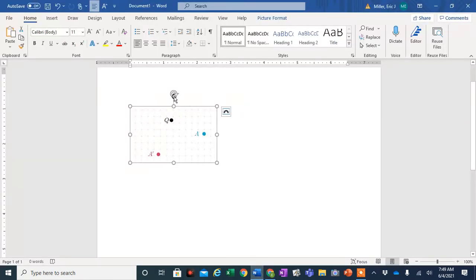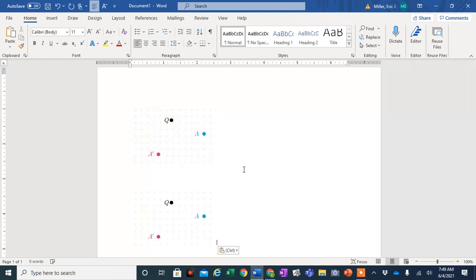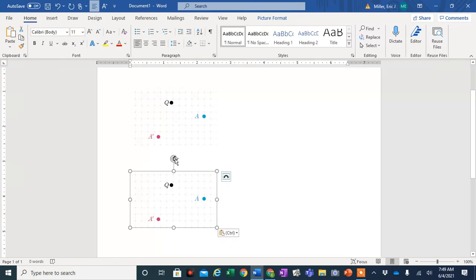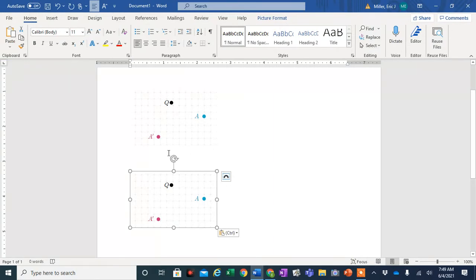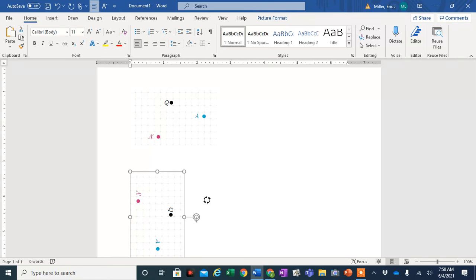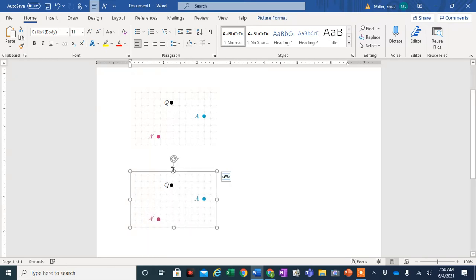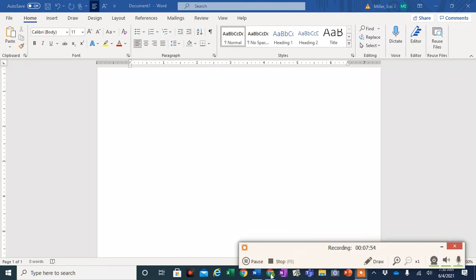So here's A. We want to, and actually I probably should have just done two of these. Would make more sense. So if we went, we said the answers were 90 clockwise. So 90 clockwise, they're saying that that would match, that A and A prime would be in the spots. All right, so let's continue on.